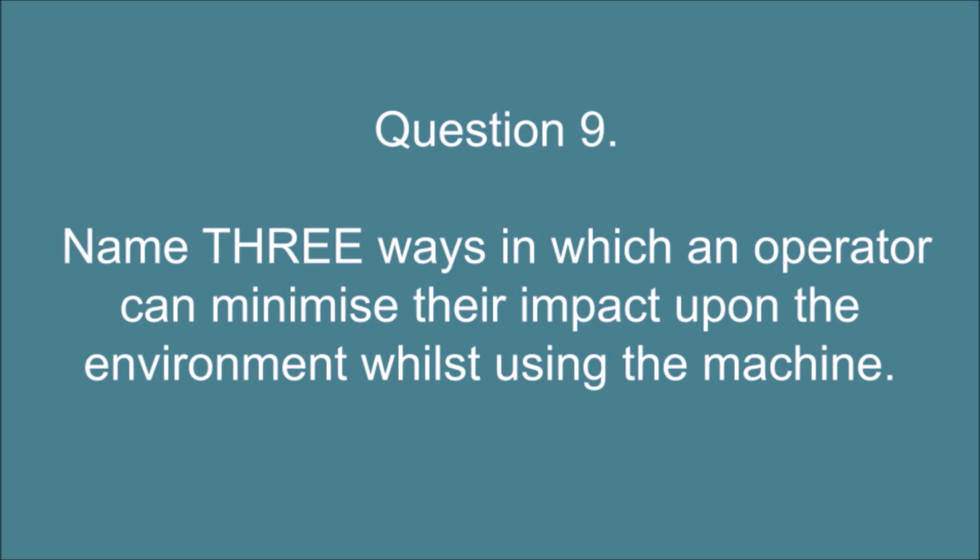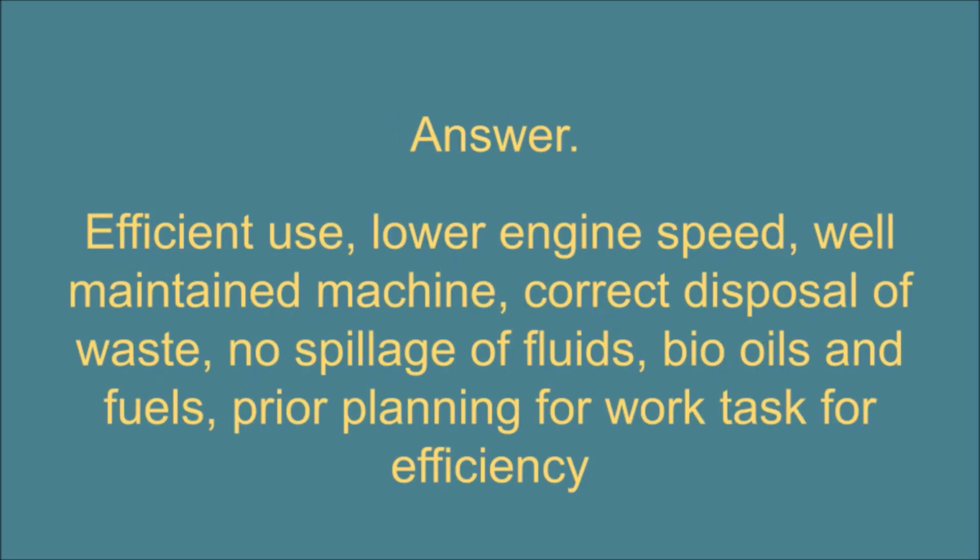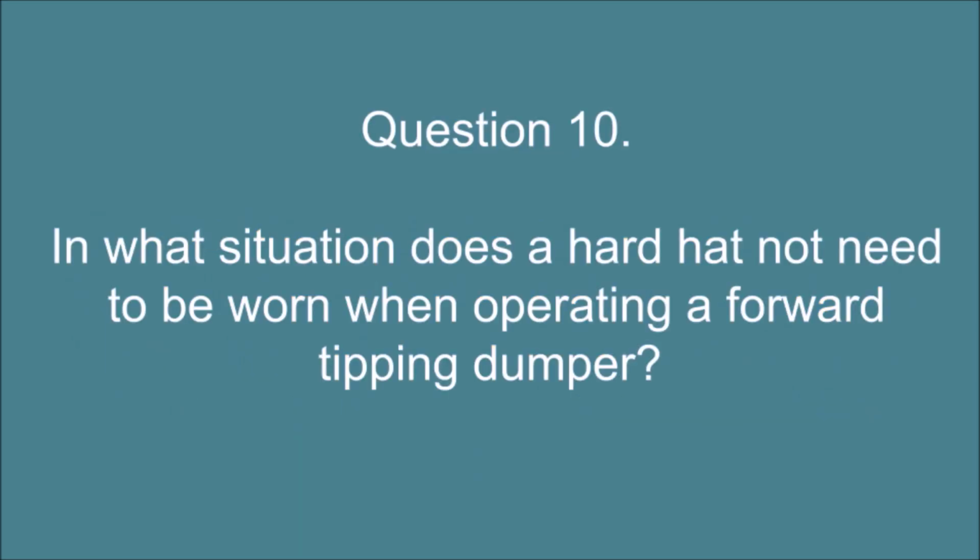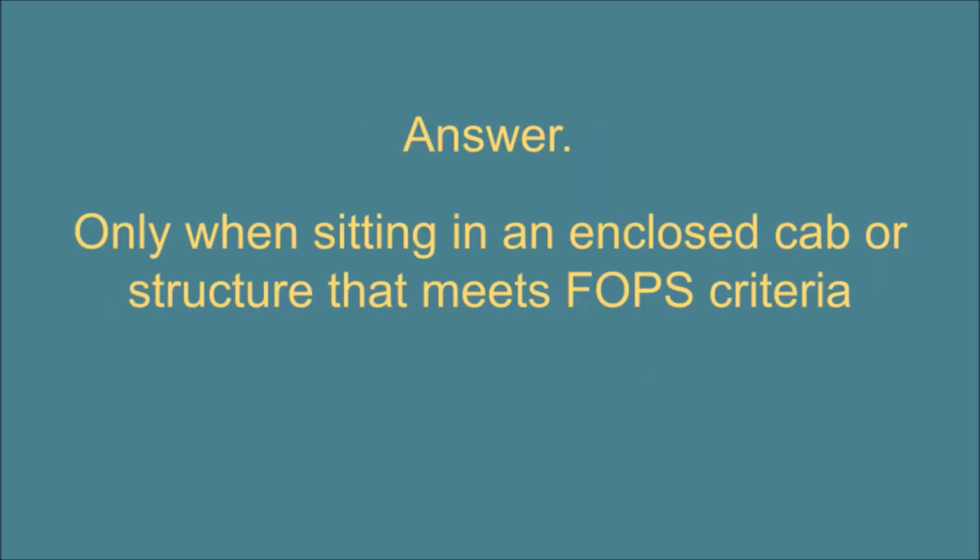Question 9. Name 3 ways in which an operator can minimize their impact upon the environment whilst using the machine. Answer. Efficient use, lower engine speed, well-maintained machine, correct disposal of waste, no spillage of fluids, bio-oils or fuels, prior planning for work task for efficiency. Question 10. In what situation does a hard hat not need to be worn when operating a forward tipping dumper? Answer. Only when sitting in an enclosed cab or structure that meets FOPS criteria.